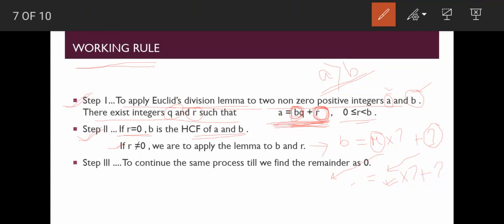And if we get 0 here in place of this remainder, in that case this will be acting as the HCF of these two numbers. And if we do not get 0, then we have to continue again with these two numbers.